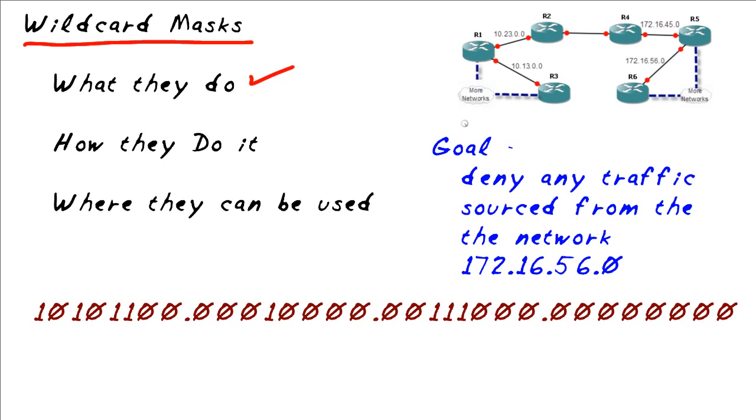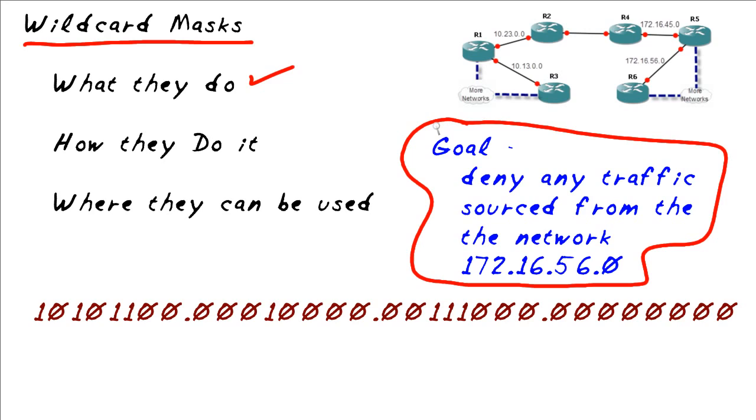So let's say we have a goal that was given to us by a manager that says, I want you to deny any traffic if it's sourced from the network 172.16.56.0. That's this network right here. And we want you to filter that, let's say, inbound on R2's interface right there. So we're going to have to create an access control list to do that. But how in the world do we write it?